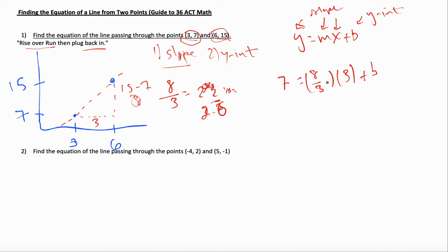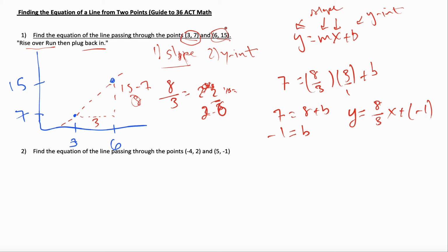So now I'm going to multiply this out. 8 over 3 times 3 over 1 is 24 over 3, right? If I just multiply across, this is multiplying fractions. 24 over 3 is 8. So I have 7 equals 8 plus b. Now we just solve for b, and we get that b equals -1. So our equation in y equals mx plus b format is y equals 8 over 3x plus -1. Or you could just do minus 1. I think x minus 1 is probably easier. But yeah, here's your equation.